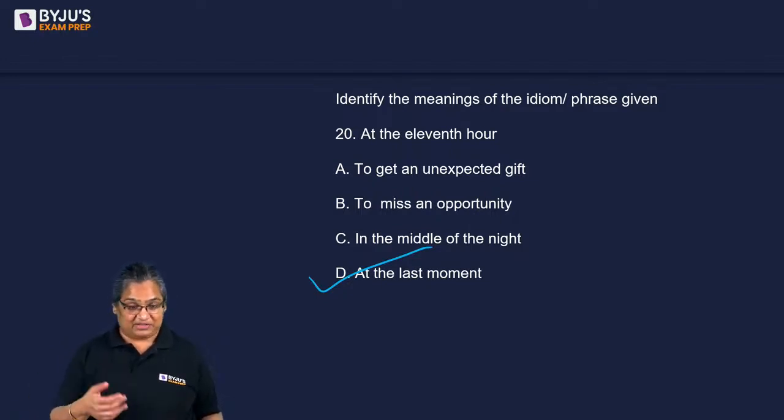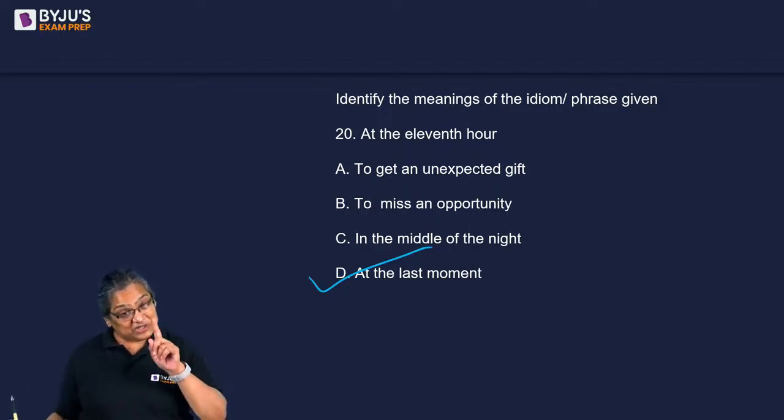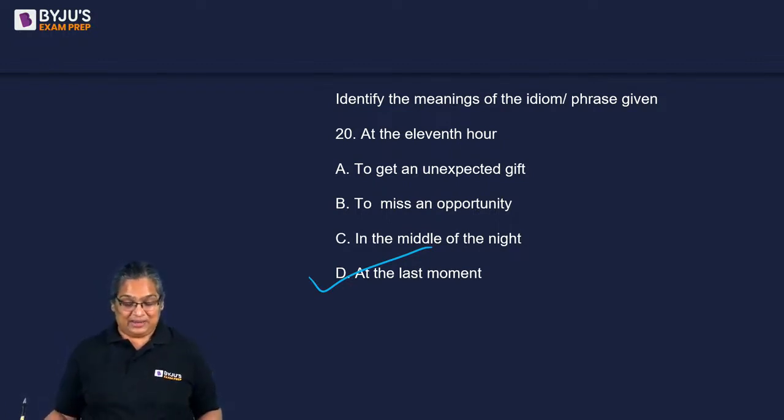Idioms have no meaning, Virendra. Okay, what is the meaning of the 13th hour? We will know about that. The clock only has 12. That is why. All right, let's go on.